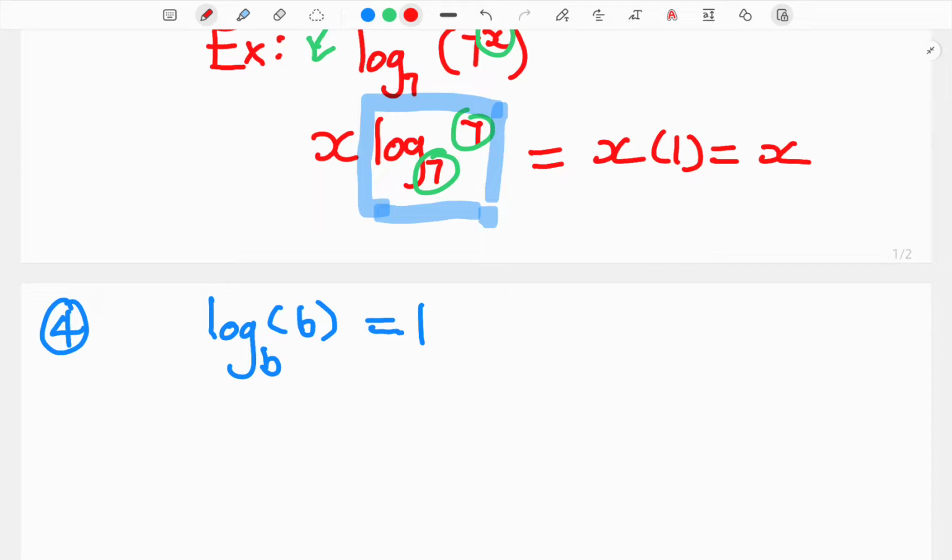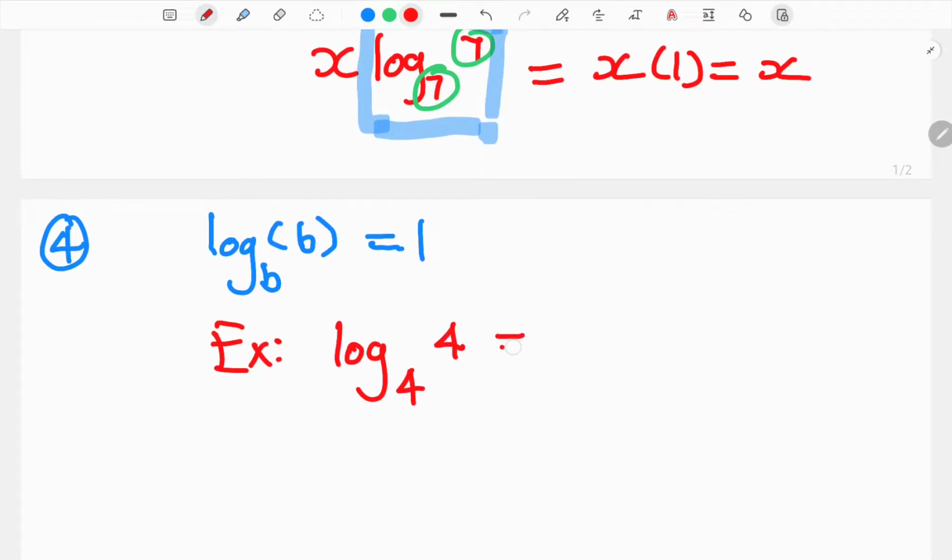So maybe let's take another example, just to make it more clear. If you have log base 4 and then you have 4 inside here, this is automatically equal to 1. So that's what you need to know. That's what this law says, and you need to be able to apply it when you see it.